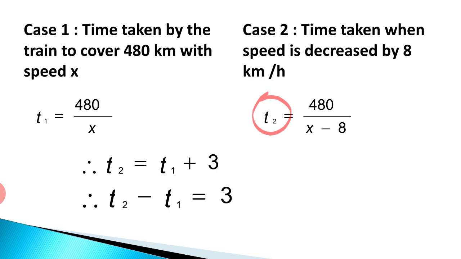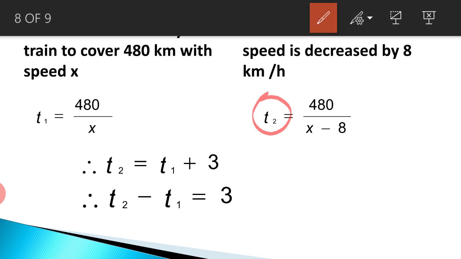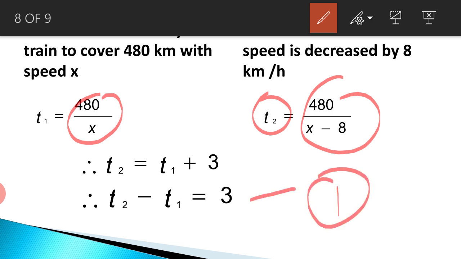Now we put the values of T1 and T2 in this particular equation. We can name this equation as 1. Is it okay? So putting T2 and T1 values in equation 1, what do we obtain? We obtain 480 upon x minus 8 minus 480 upon x is equal to 3. Here 480 upon x minus 8 is the time taken in the second case, and 480 upon x is the time taken in case 1.